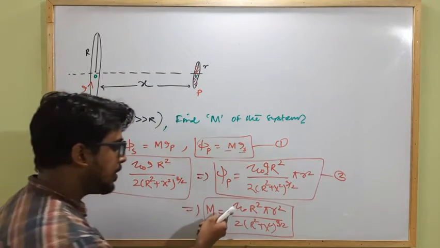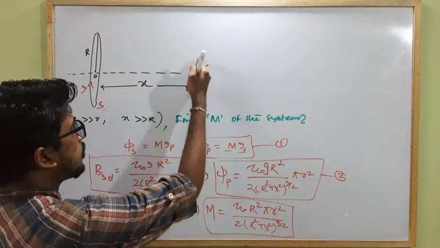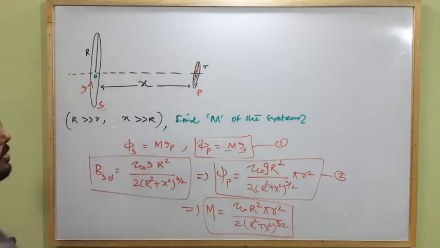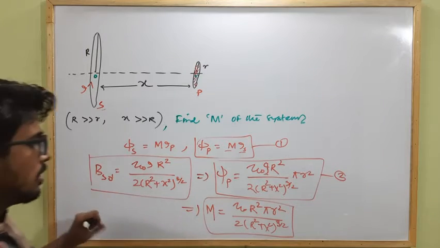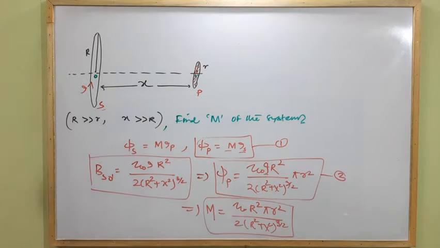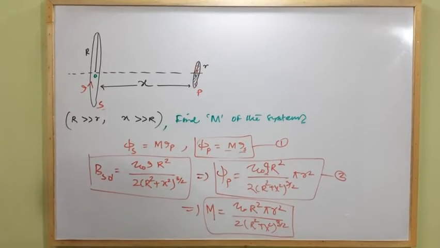The same thing will be obtained if we allow current I to flow through this primary coil and calculate the flux linked with this. Clear? So the mutual inductance of the system will be this much. Okay? And its SI unit is Henry.